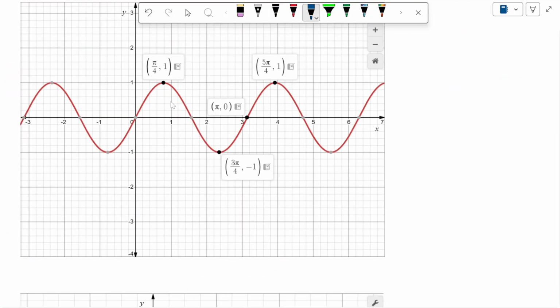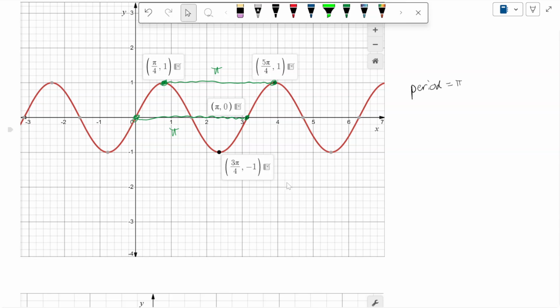Here we go. So it looks to me like the period is now pi. So this only goes pi before it repeats. And if you want to double check that, pi over 4 up to 5 pi over 4, if you subtract those two numbers, that's a length of pi. So the period equals pi.